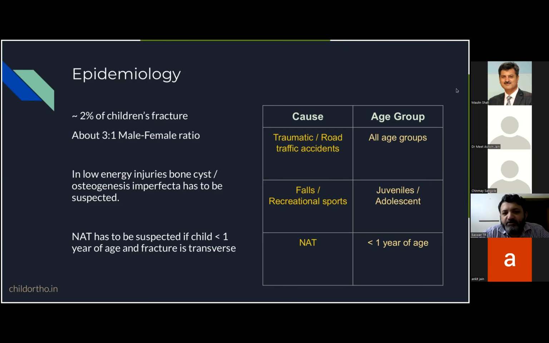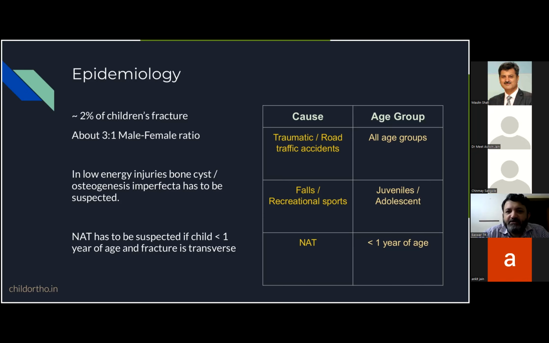There's an important group that you have to consider. This is non-accidental trauma, which used to be called child abuse. It is to be kept in mind when you see a transverse fracture. The fracture pattern also is very important here. You see a transverse fracture, especially in a child who is less than 1 year of age, not able to voice out what actually happened. In those situations, this is something that you have to keep in mind.